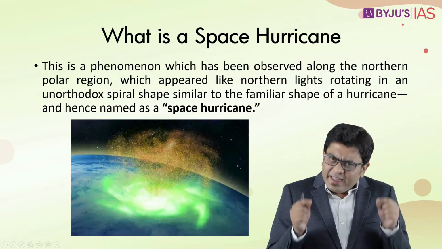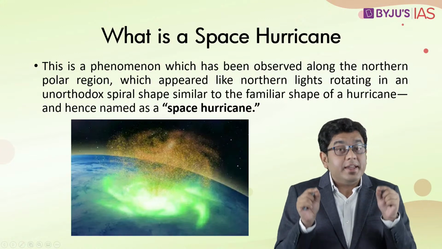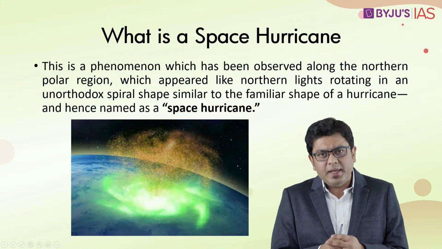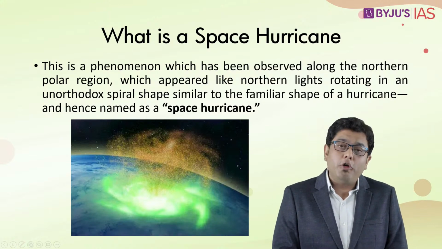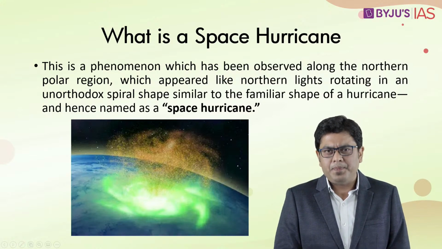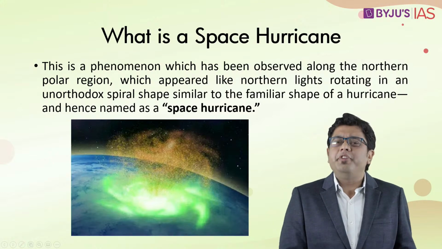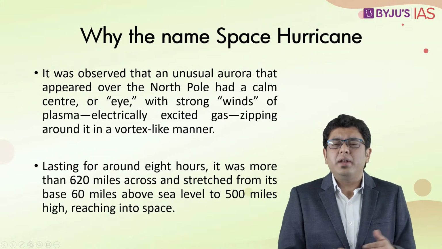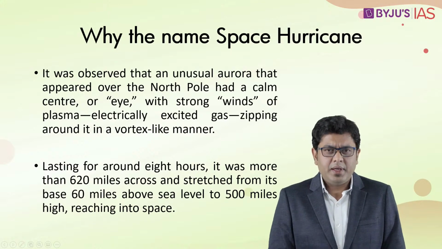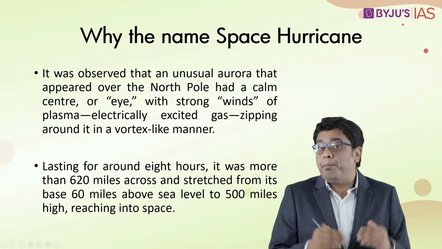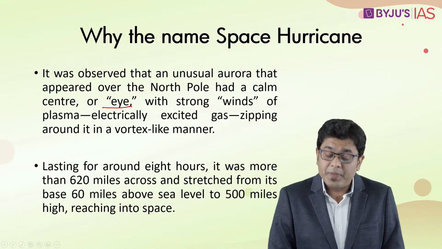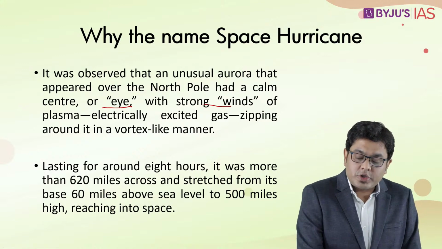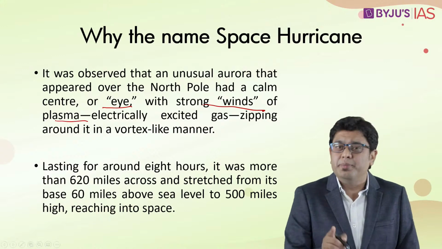But then, this occurrence of space hurricane is special because here we get to see a circumambulatory path followed by these lights. And this observation was carried out in great detail. This particular pattern had a distinct center or an eye. Along with that, it had strong winds of plasma.